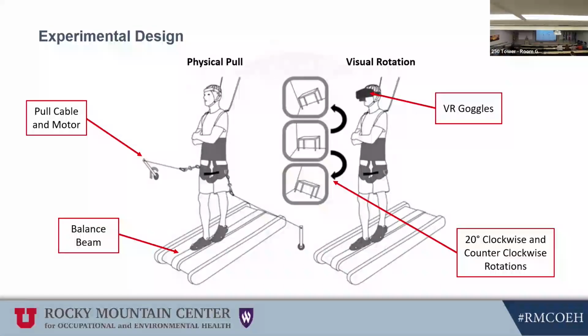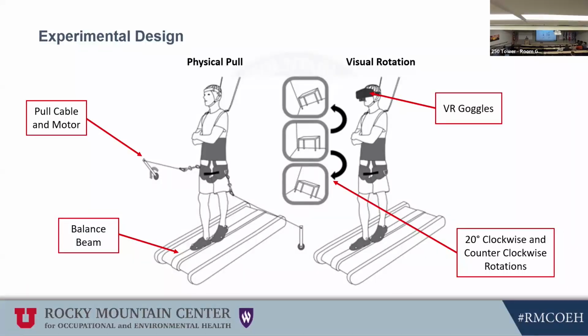So a little bit about the experimental design. They had 30 participants who completed physical pull and visual perturbations while standing and walking. For the walking trials, they walked on a treadmill on a balance beam, heel to toe. And then during standing trials, they just stood heel to toe. They were asked to cross their arms and only use side-to-side hip movement for balance to reduce the variability and to increase the difficulty of the task.